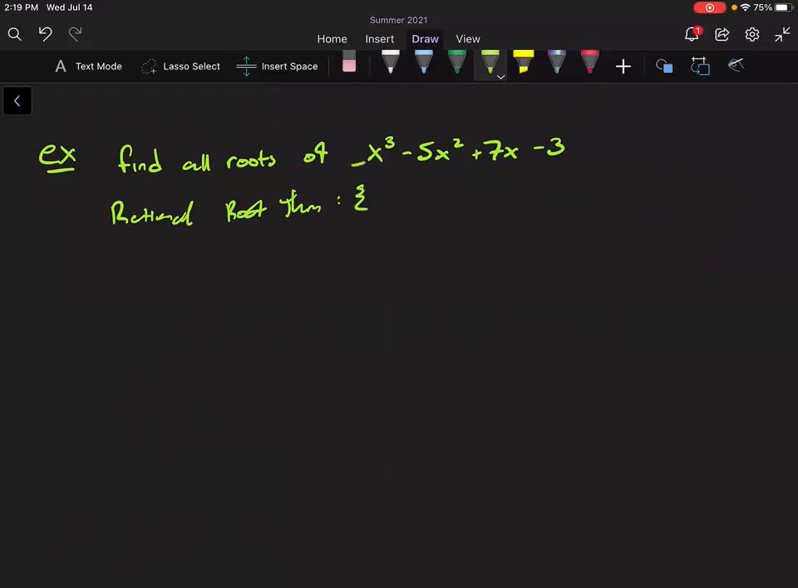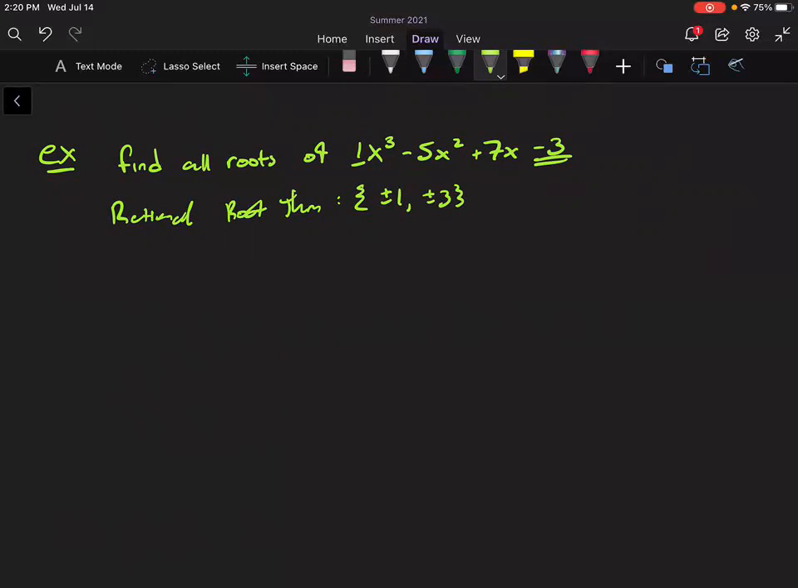Our leading coefficient is 1, and our ending term is -3. So our roots could be plus or minus 1 or plus or minus 3. There's nothing to divide by them because our leading coefficient is 1. If that was a little confusing to you, go back and also review the rational roots theorem. So now we have 4 candidates for roots.